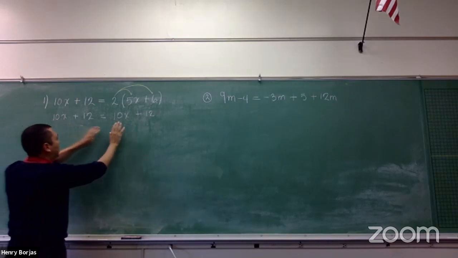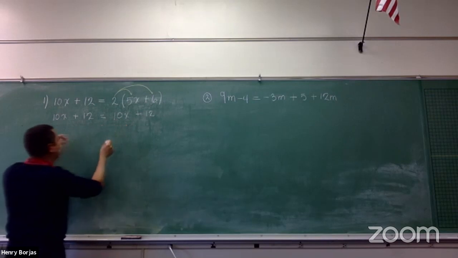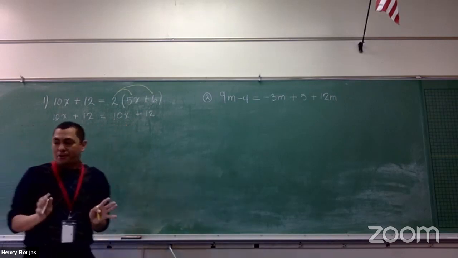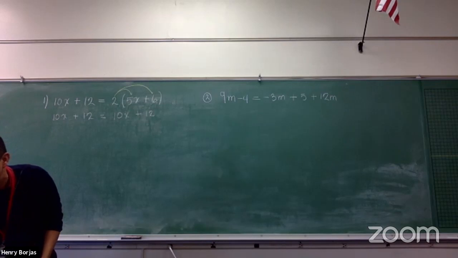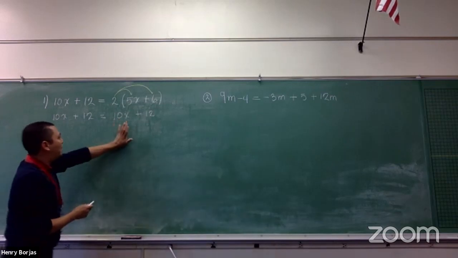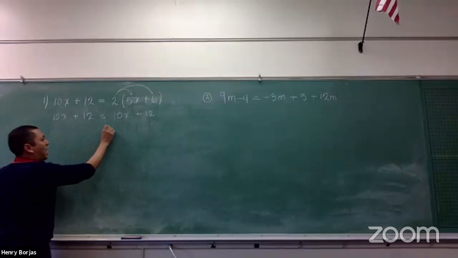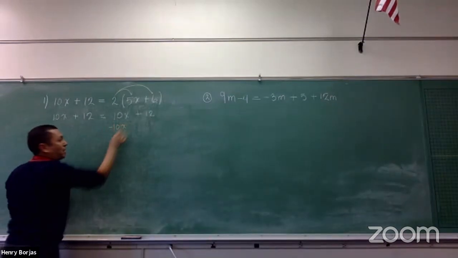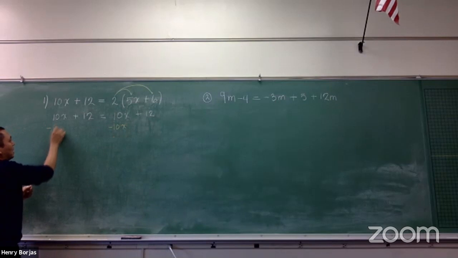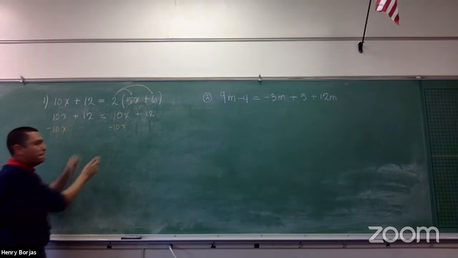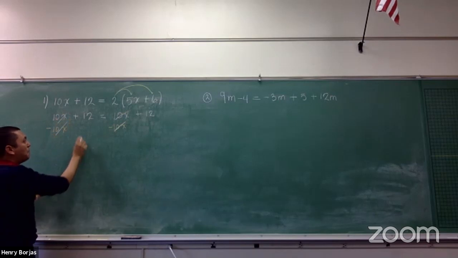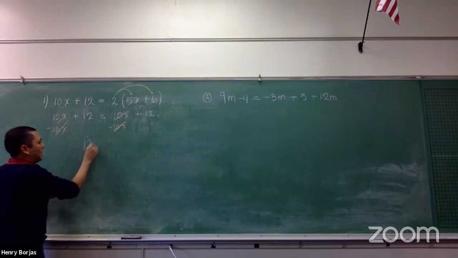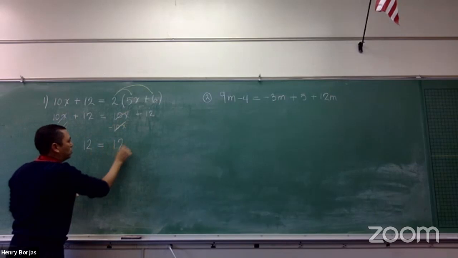What I'm going to do is subtract 10x. It doesn't matter which side you simplify first, so I'm going to go from left to right. It's the same. So minus 10x, we use the opposite, minus 10x. Both are going to cancel out. So what I have is 12 equals 12.